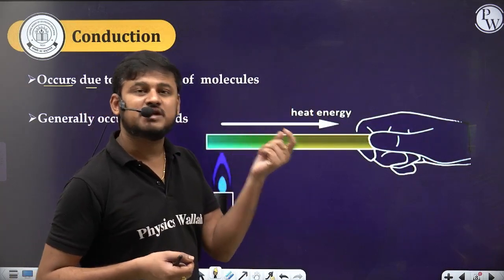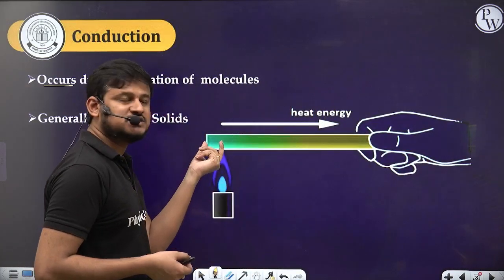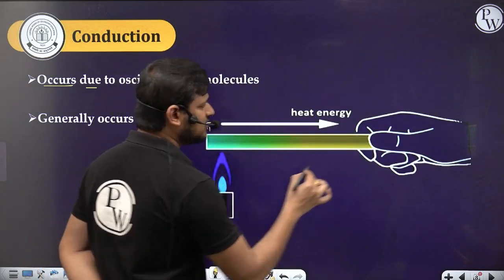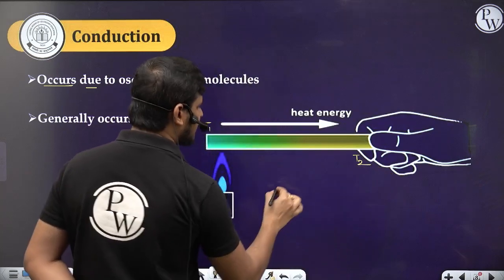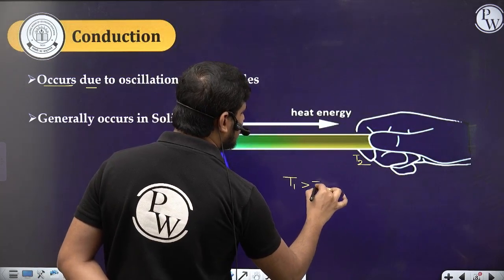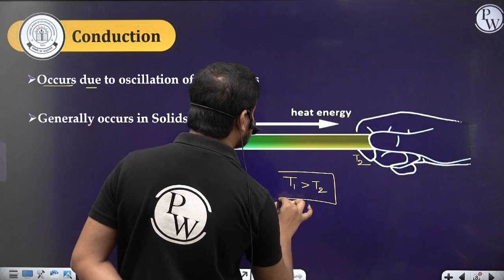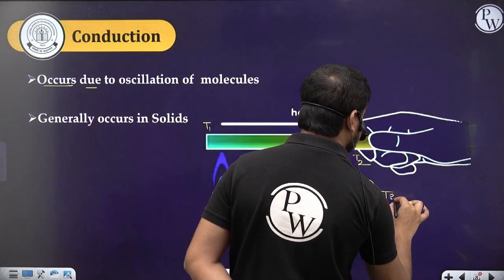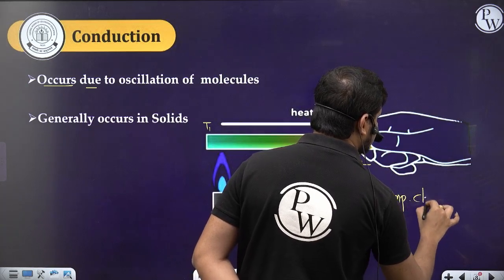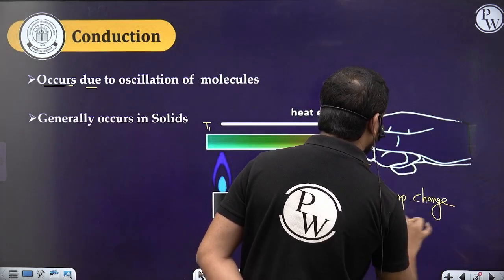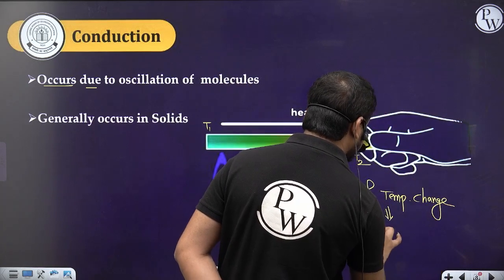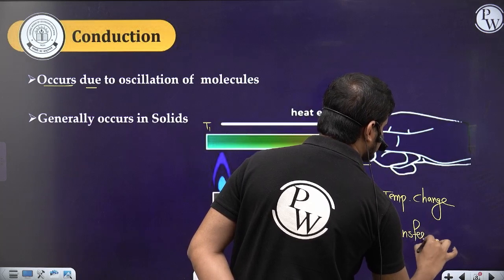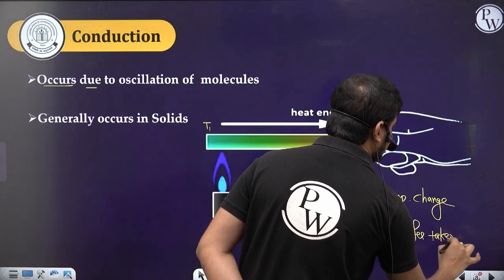Whenever there is a temperature difference, here you are heating, the temperature is more, at this end the temperature is less. So consider the temperature T1 here, then the temperature T2. Obviously T1 should be greater than T2. So whenever there is a temperature change, then only the heat transfer takes place. Clear everyone?